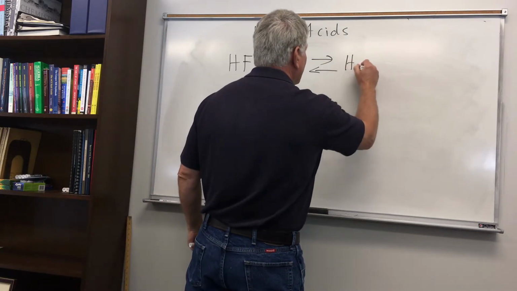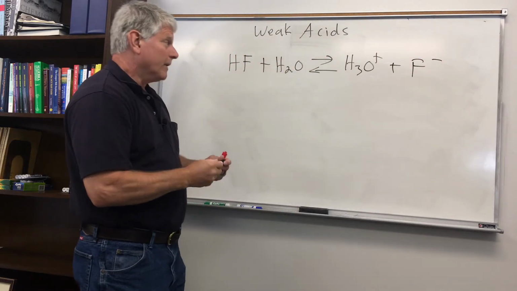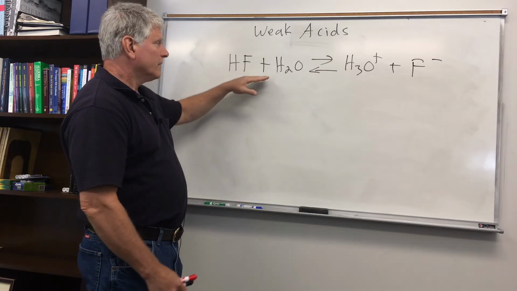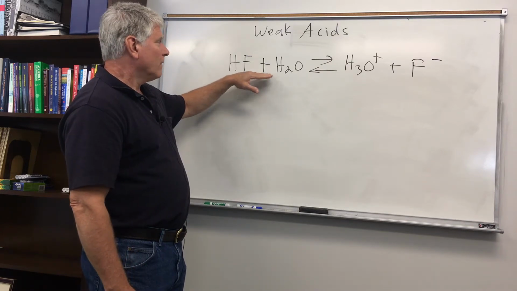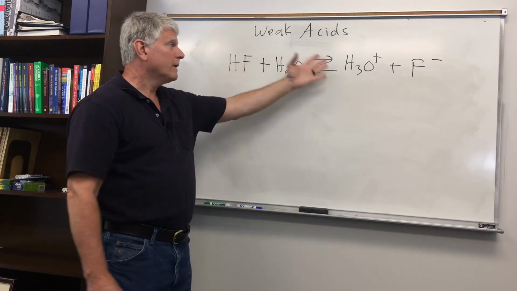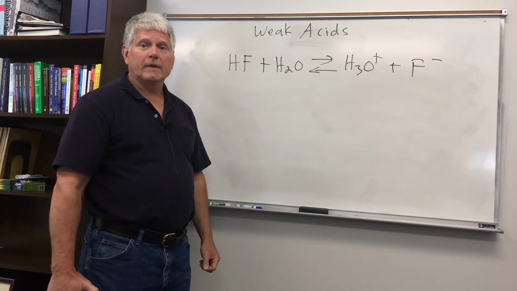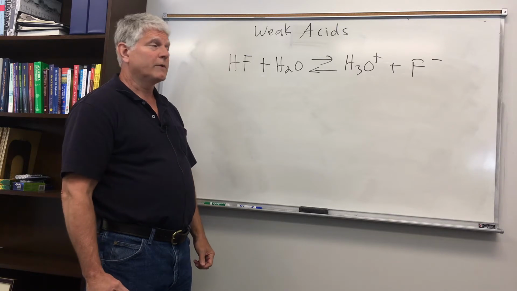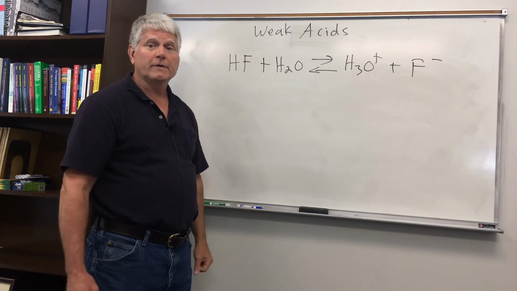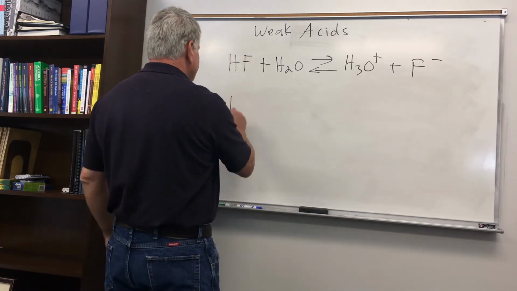So now we have an equilibrium. So we have a forward and a reverse reaction, because for a weak acid, only part of the HF reacts. So we have an equilibrium formed, and the forward and reverse reactions become the same rate as we saw before with equilibrium. So a weak acid forms an equilibrium with water. And so we can define an equilibrium constant.